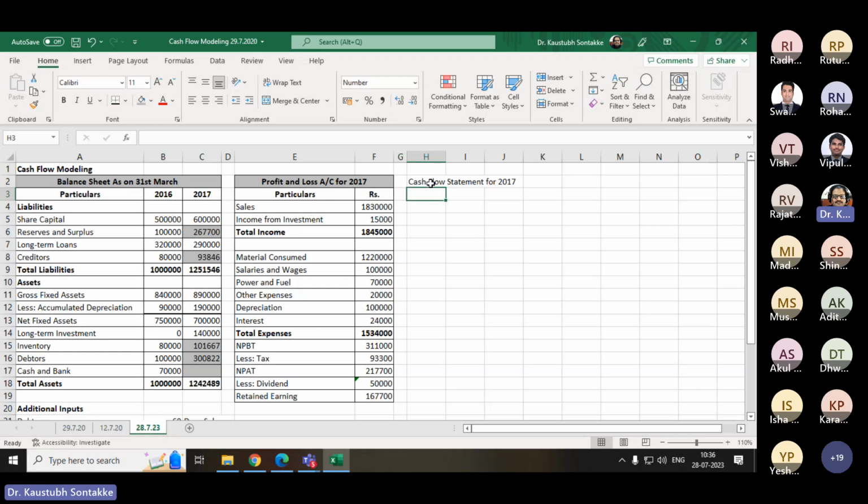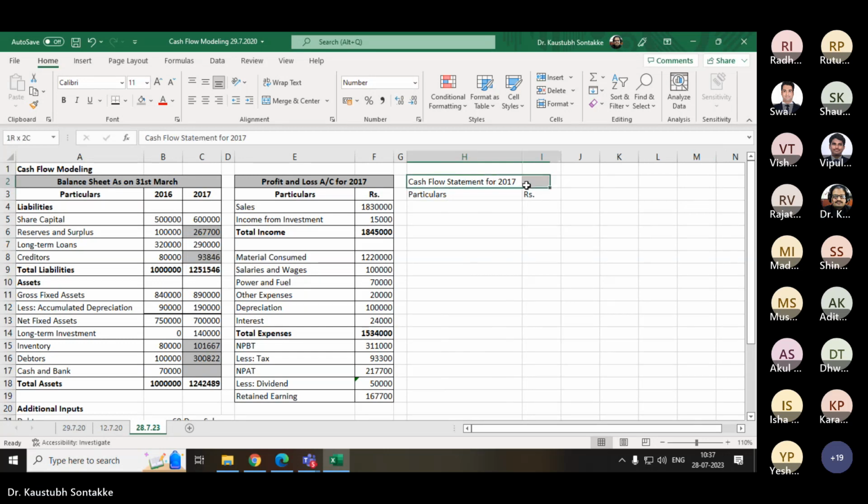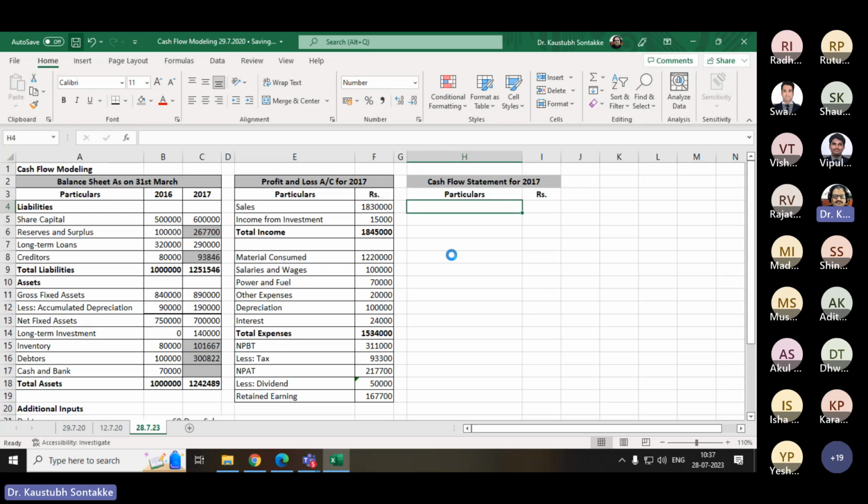Particulars and rupees. Follow me perfectly. Particulars and rupees. The heading I will make merge and center, bold, color coded. Particulars and rupees also center and bold.